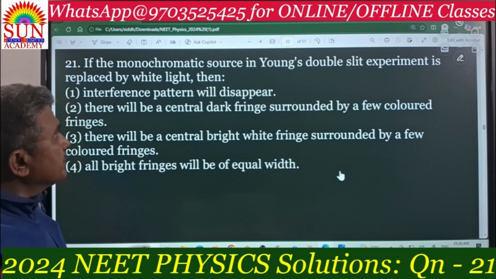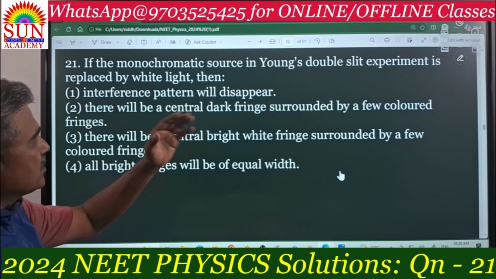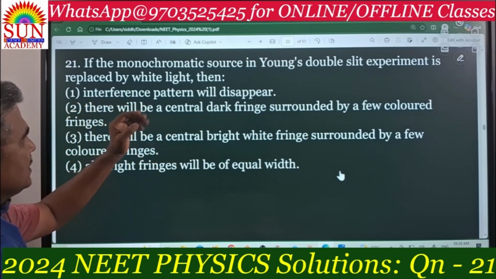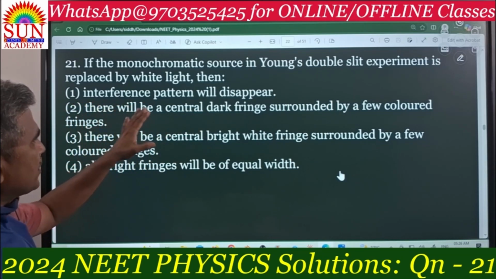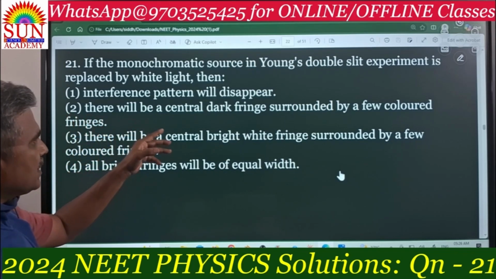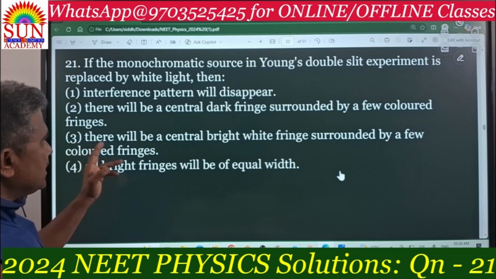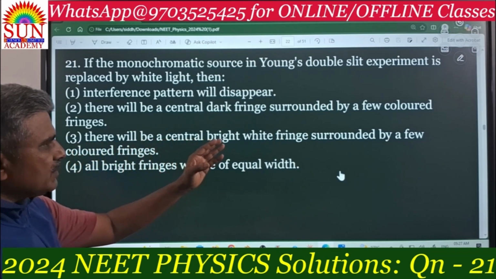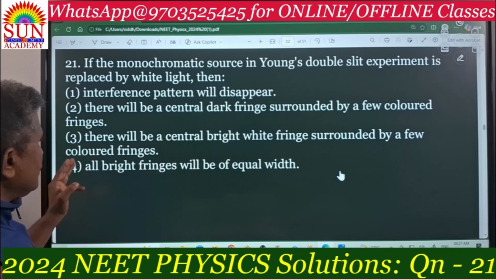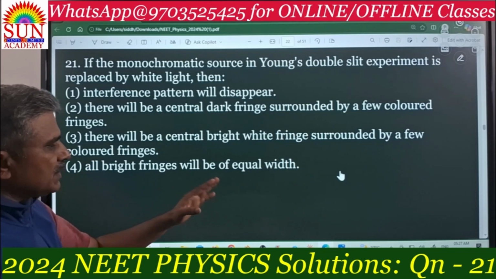Our next question is, if the monochromatic source in Young's double slit experiment is replaced by white light, then: first, interference patterns will disappear; second, there will be a central dark fringe surrounded by a few colored fringes; third, there will be a central bright white fringe surrounded by a few colored fringes; fourth, all bright fringes will be of equal width.